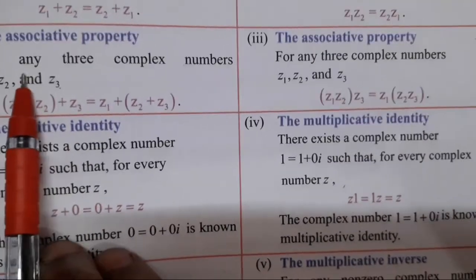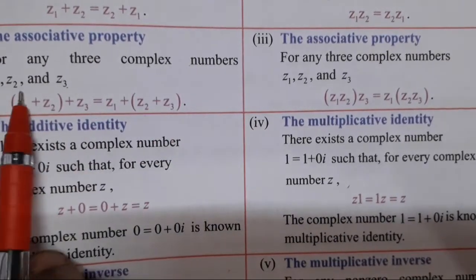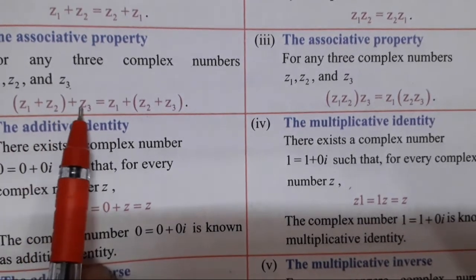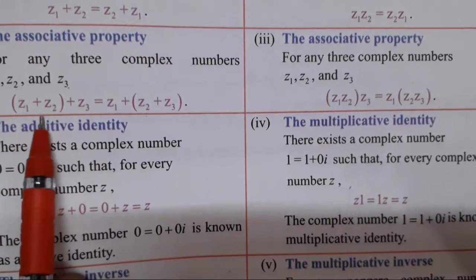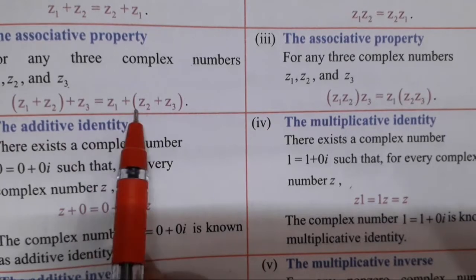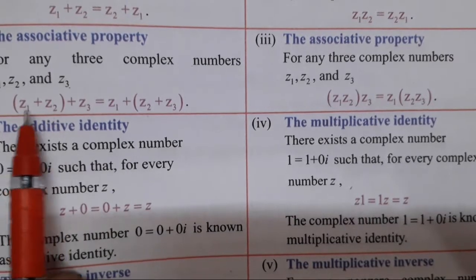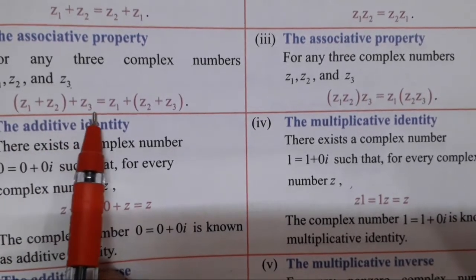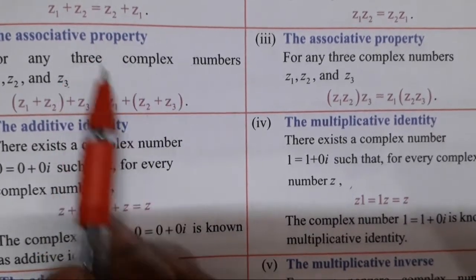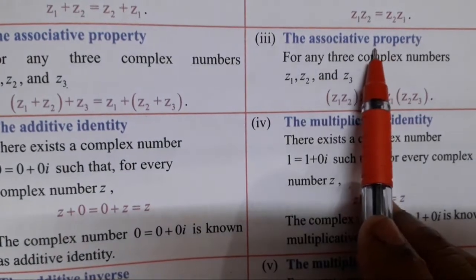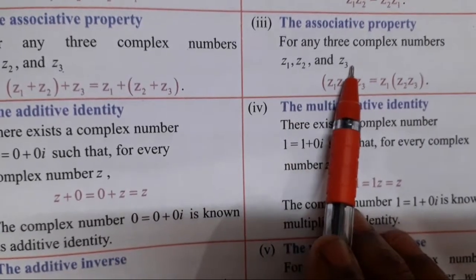Next we learn the associative property. The associative property means we take three complex numbers, for any three complex numbers z1, z2 and z3. So (a plus b) plus c equals a plus (b plus c). Similarly, (z1 plus z2) in the bracket plus z3 equals z1 plus (z2 plus z3). This is the associative property under addition. Similarly, the associative property under multiplication: for any three complex numbers z1, z2 and z3, what is it?